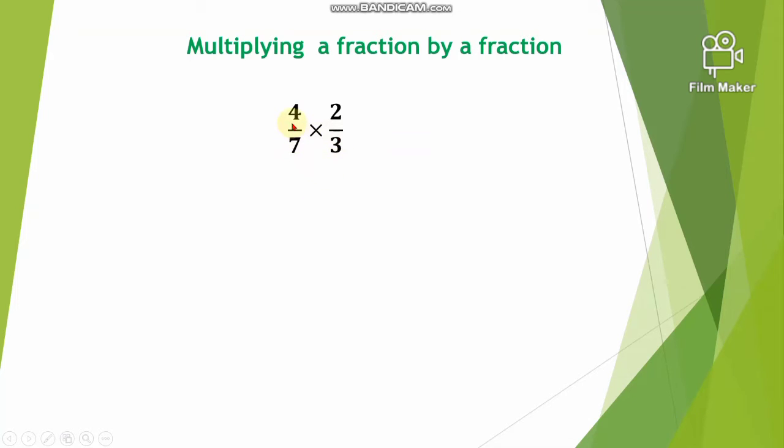So if you look at this one, 4 and 2 are in the numerator place. If you multiply them, you will get 4 times 2 as the numerator in the resultant fraction. For the denominator, yes, 7 and 3 are there. If you multiply 7 and 3, it will be the denominator in our resultant fraction. So 4 times 2, you know, is 8, and 7 times 3 is 21.